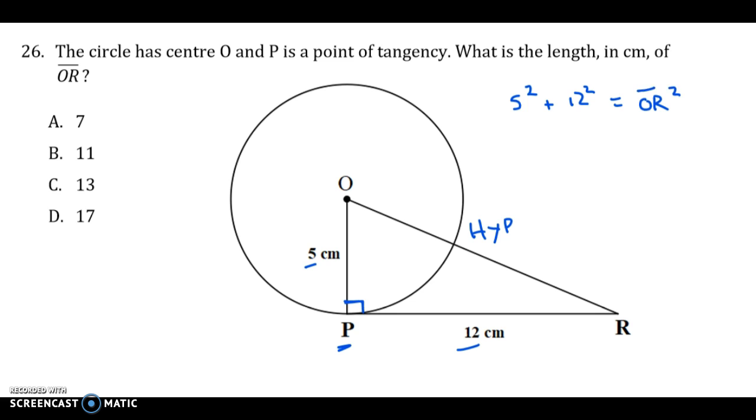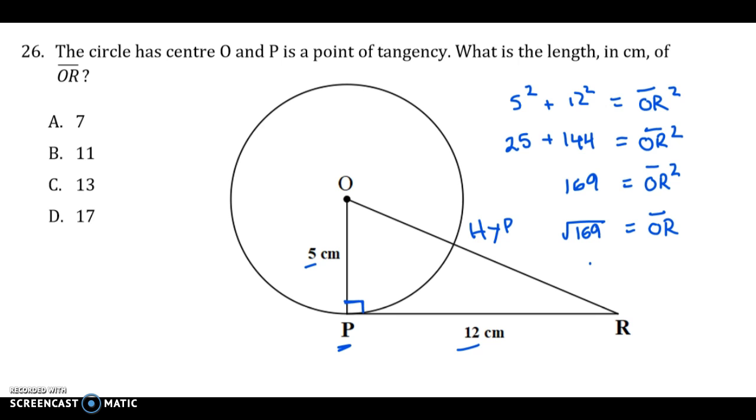OR squared. Now 5 squared is 25, 12 squared is 144, and again, that's equal to OR squared. So that adds up to 169. And that's equal to the square of that hypotenuse. Now, if we want the length of the hypotenuse, we would need to take the square root of 169. And that'll give me the length of OR. And the square root of 169 is 13.